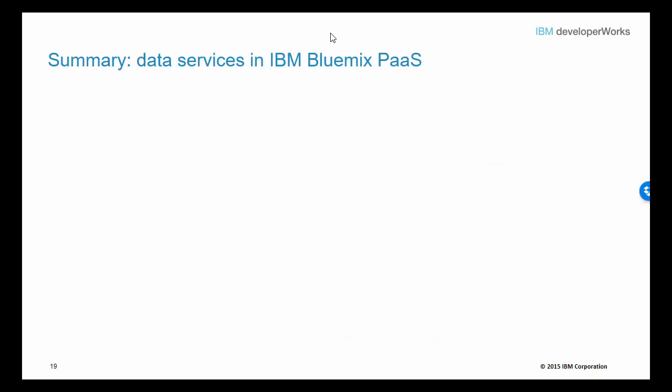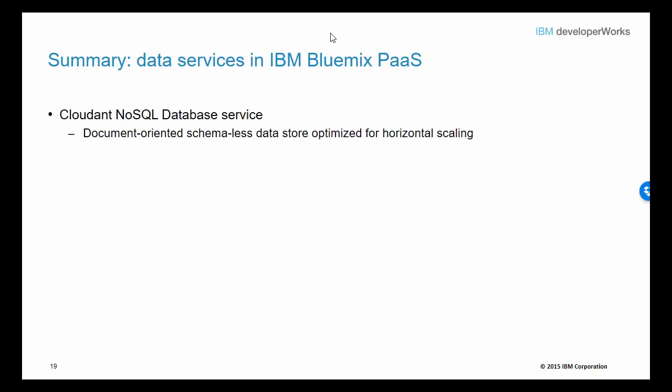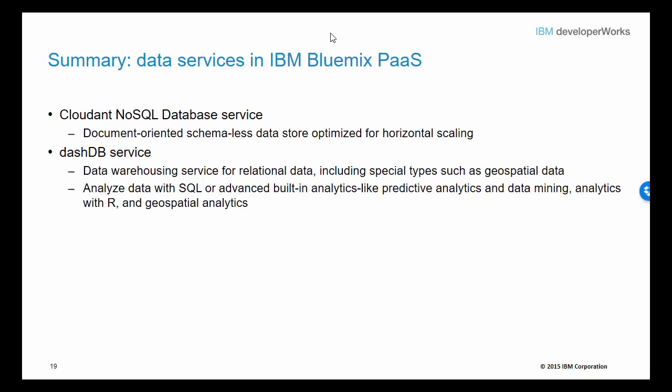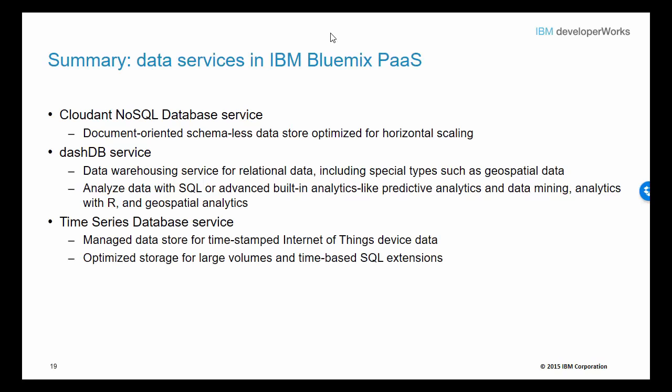So in summary, we looked at some of the unique features of some of the data services in IBM Bluemix. In particular, we looked at the Cloudant NoSQL database service, which is document-oriented, schema-less, and optimized for horizontal scaling. We looked at the dashDB service, which is a data warehousing service for relational data. And we also looked at the time series database service, which is a managed data store that's optimized for time-stamped Internet of Things data.